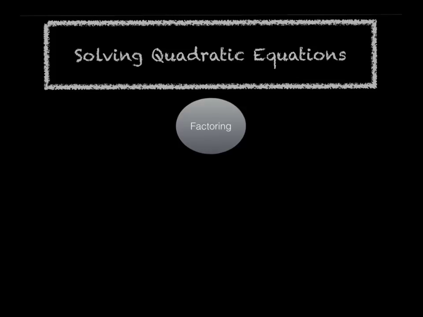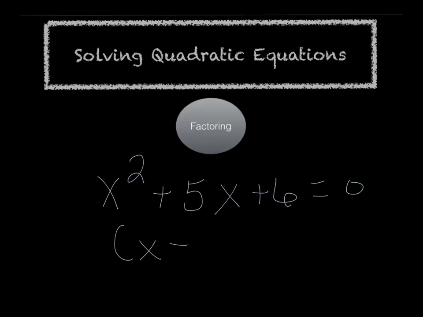The first method you've learned was factoring. Factoring is great when you have a quadratic equation that can be easily factored into 2 binomials. So here we have one example. We can factor that into the binomials (x + 2)(x + 3) = 0. Using our zero product property, we can then set each factor equal to 0 and solve for x. So in this situation, we'd have x = -2 or x = -3.